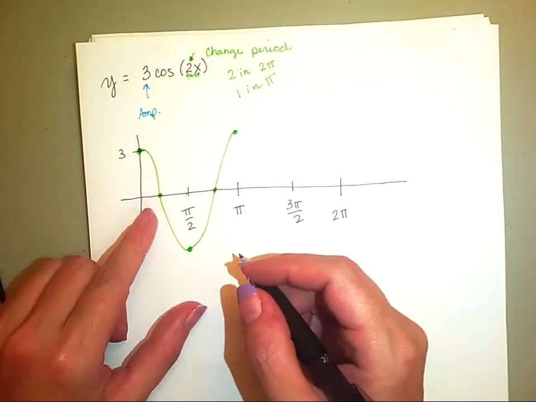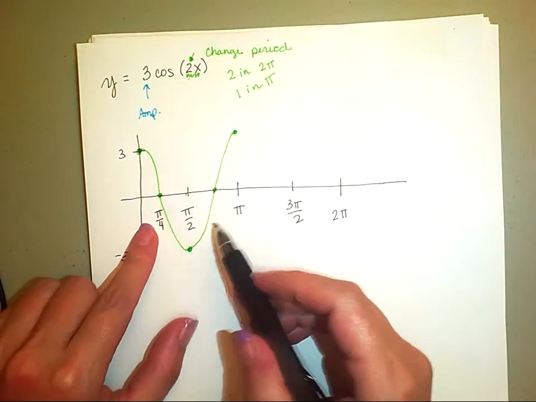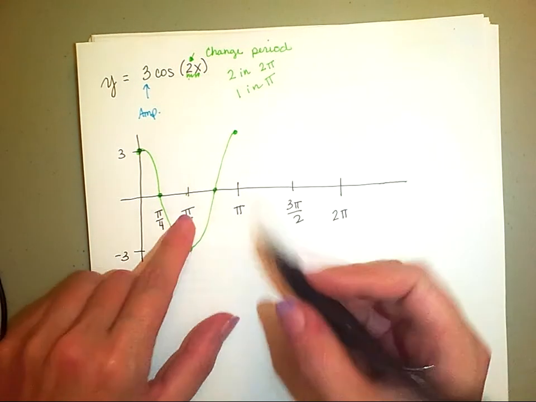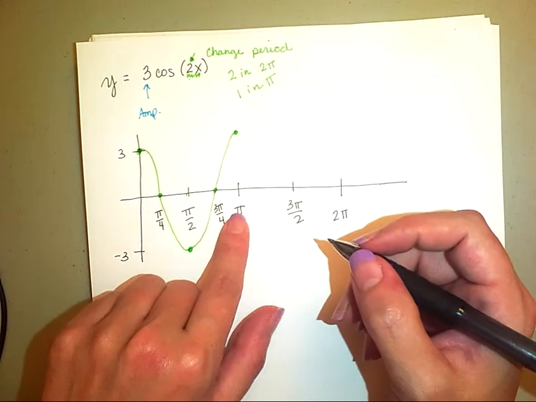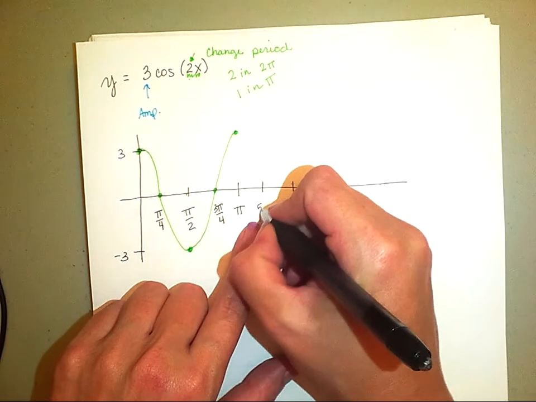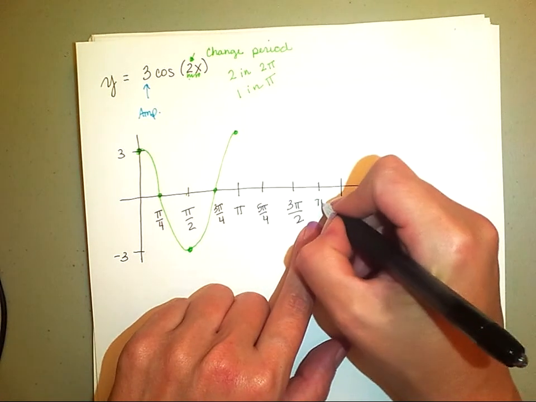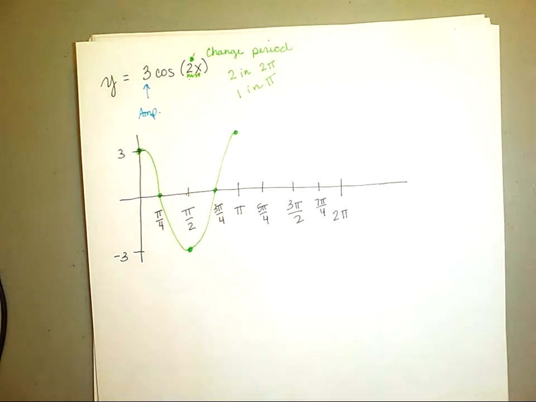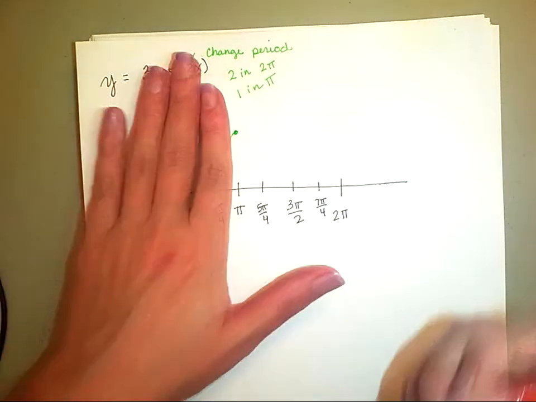Now we should label these. What is half of pi over 2? Well, that's pi over 4. And now we can count: pi over 4, 2 pi's over 4, 3 pi's over 4, 4 pi's over 4. We may as well fill these in while we're at it: 5 pi's over 4, 6 pi's over 4, 7 pi's over 4. And it works. I can get 2 in the same period.